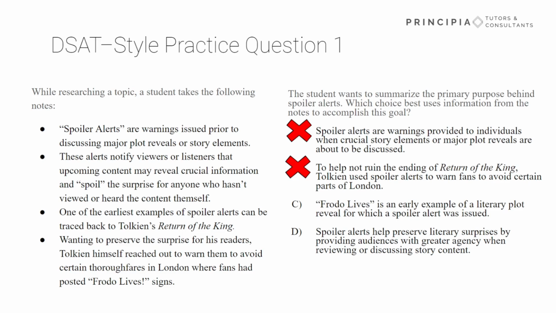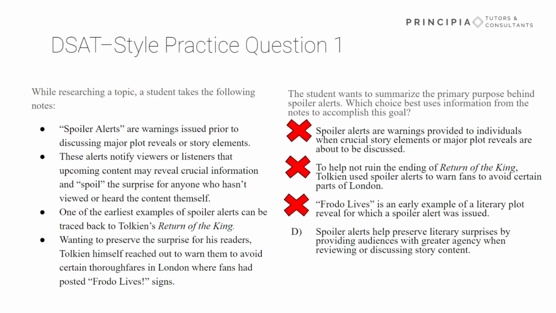Choice C, again, we can assert this based on the notes. We know that this is one of the earliest examples of a spoiler for which an alert was issued. However, if we're asked for the purpose of spoiler alerts, not an example of one of the earliest spoilers, then C is just off topic in the sense it doesn't address the goal. So get rid of it.